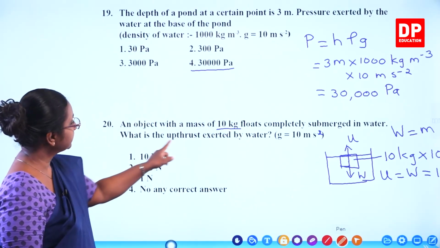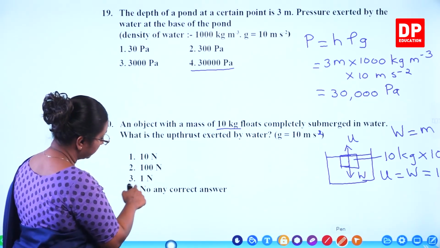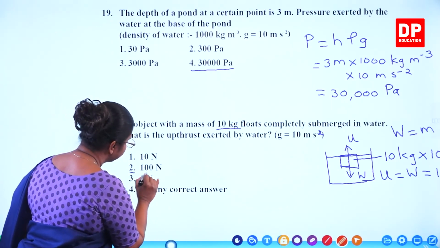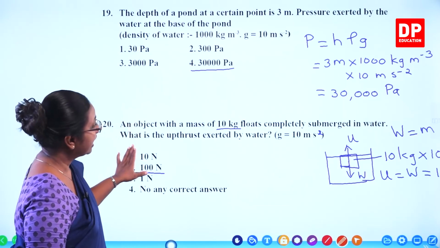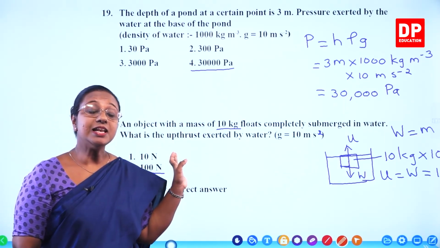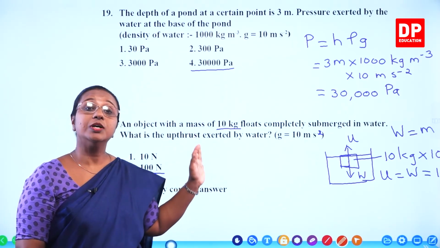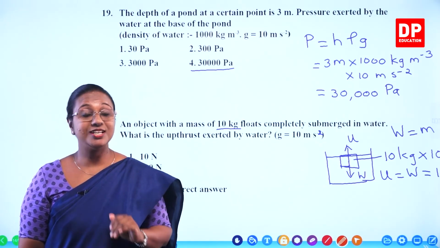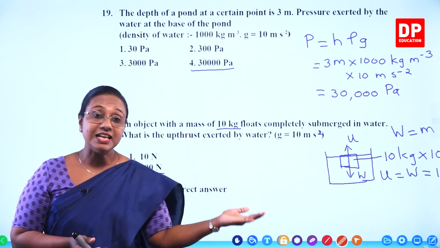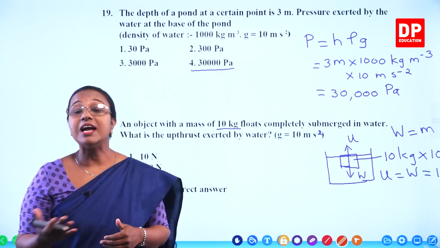So here, what is the upthrust exerted by water? 10 Newton, 100 Newton, 1 Newton, no any correct answer. No, we do have the answer 100 Newton. So that is the correct answer. So, students, now this is the last MCQ question under extra question 1. I am sure you were also able to answer all these questions correctly. And with that, I will end this chapter, and in the next chapter, I will discuss more extra questions where you need to write the answers.